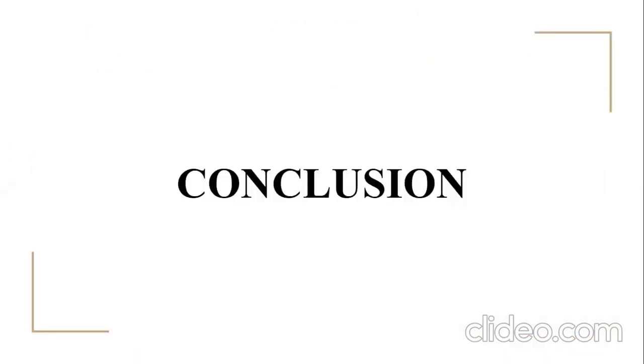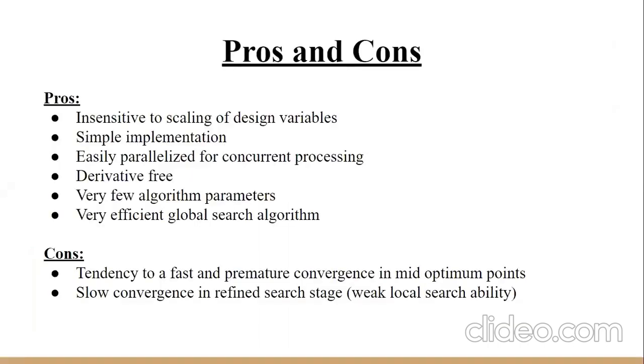I'll discuss the pros and cons that we faced with PSO. The pros were that it is very insensitive to scaling of design variables, and at the same time very efficient as a global search algorithm. It was a simple implementation and could be easily parallelized for concurrent processing. And being an optimization algorithm, it was derivative free as well. Because of that, we had very few algorithm parameters.